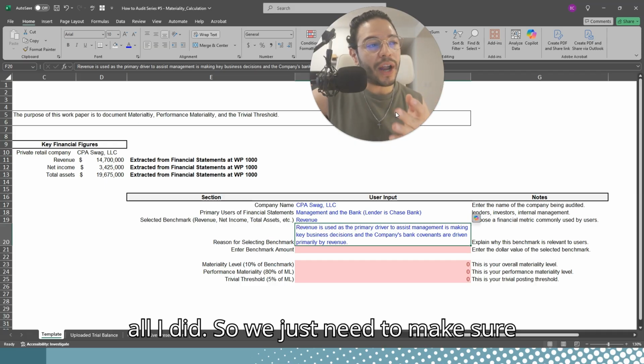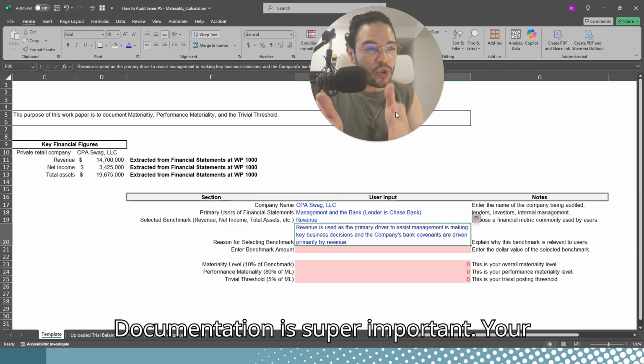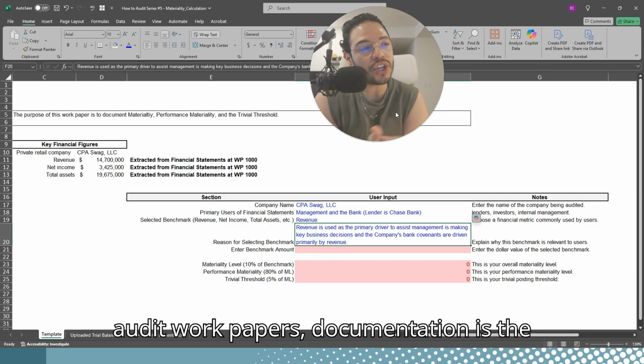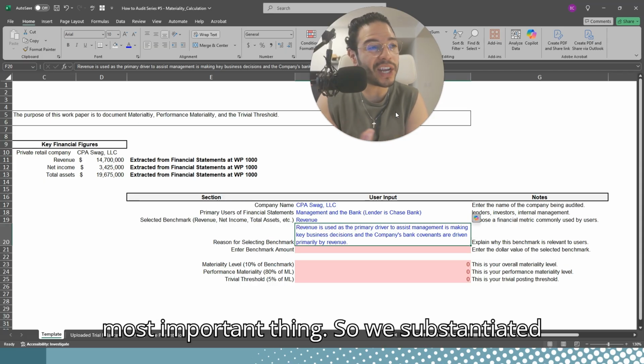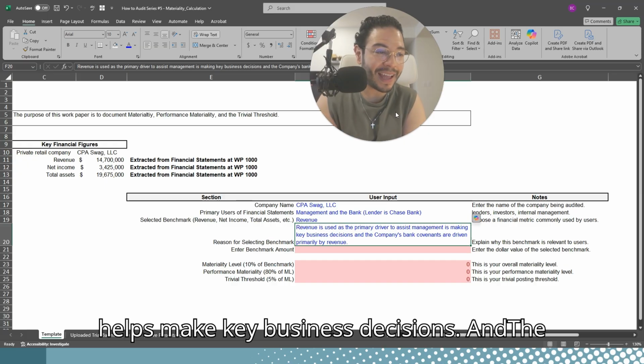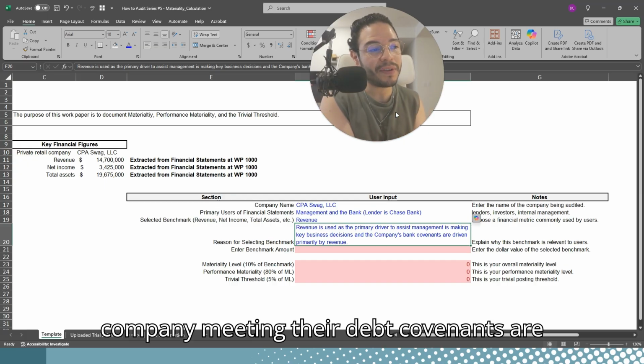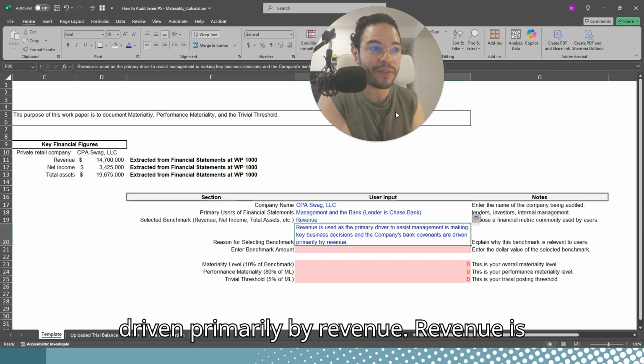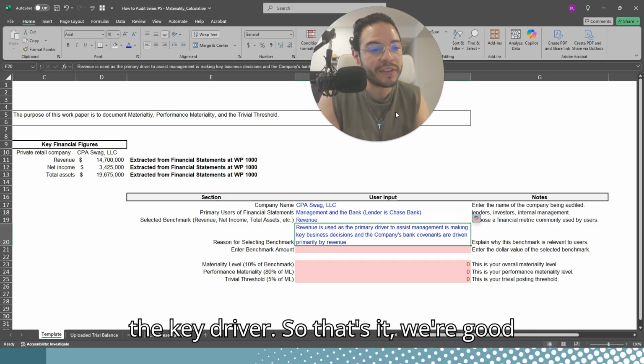So we just need to make sure we document why. Documentation is super important. In your audit work papers, documentation is the most important thing. So we substantiated why revenue is a primary driver. It helps make key business decisions, and the company meeting their debt covenants is driven primarily by revenue. Revenue is the key driver. So that's it. We're good there.